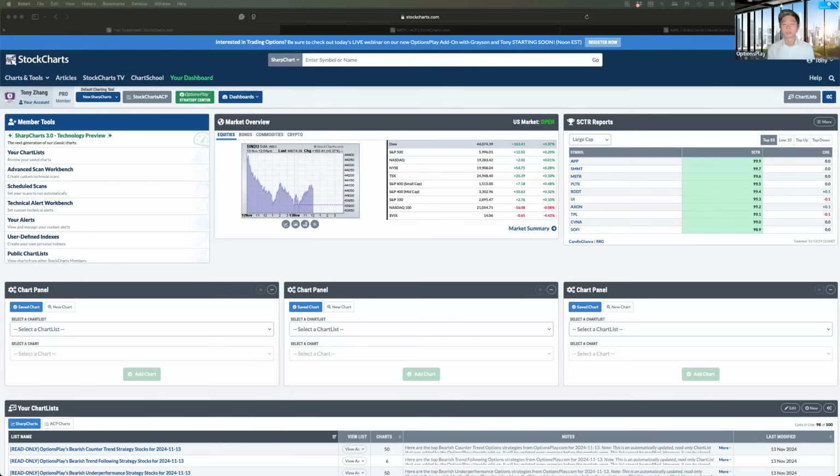So we'll start with the big stuff, the good stuff. The Strategy Center, I think, is where we're going to begin. Tony, I'm going to turn it over to you, but what do you have for us here on the Strategy Center? Yeah, thank you so much, Grayson.